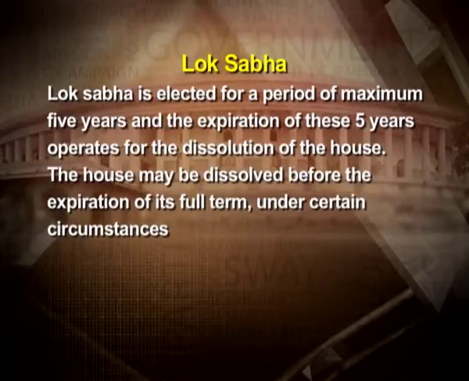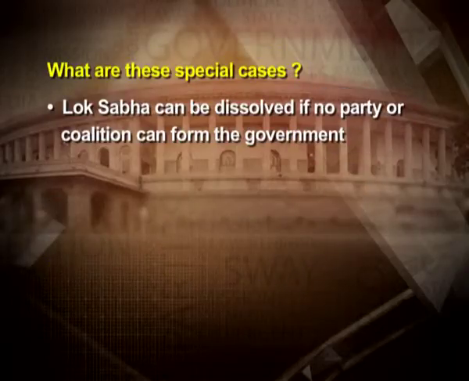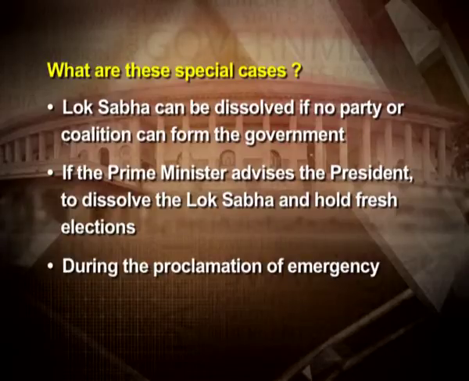Lok Sabha is elected for a period of maximum 5 years and the expiration of these 5 years operates for the dissolution of the House. The House may be dissolved before the expiration of its full term under certain circumstances. What are these special circumstances or cases? Lok Sabha can be dissolved if no party or coalition can form the government, or if the Prime Minister advises the President to dissolve the Lok Sabha and hold fresh elections, or during the proclamation of emergency.